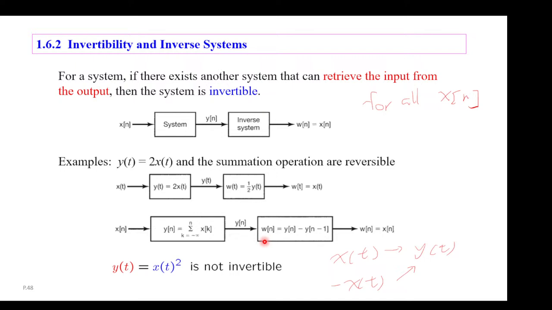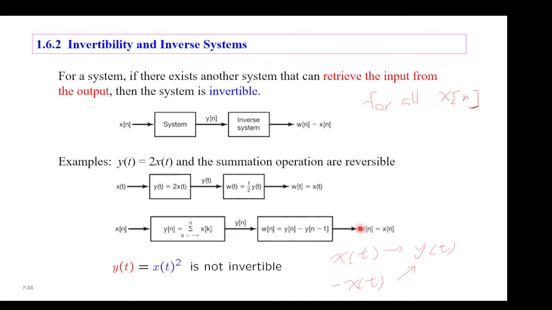And then we have an example here. So y of t equals x of t squared, this is not invertible. Okay, so we have an example of a system that is not invertible, and this being not invertible is kind of easy. Now things get a bit more complicated.